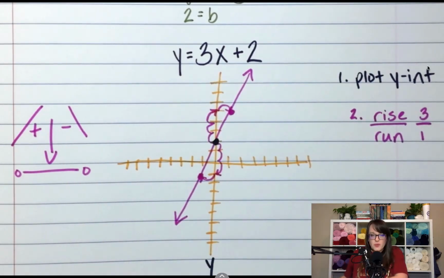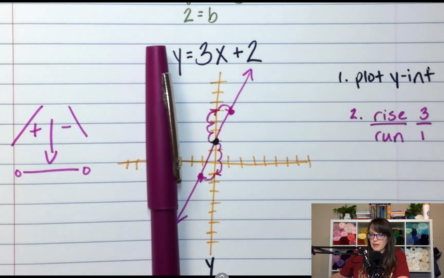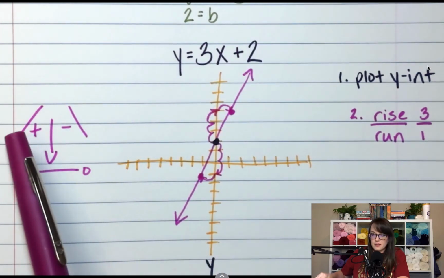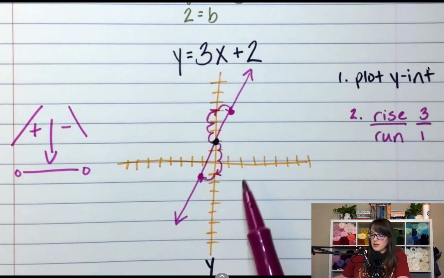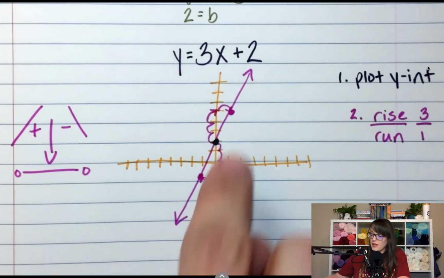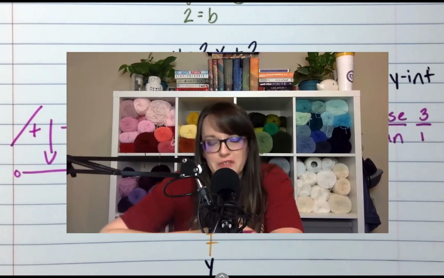Does this match with a positive slope? Yeah, it's going up from left to right. If I drag my pen across from left to right, it is increasing. So it is a positive slope, and it crossed at positive 2. So this is how we graph a line from the equation. Have fun. This is one of my favorite ones.